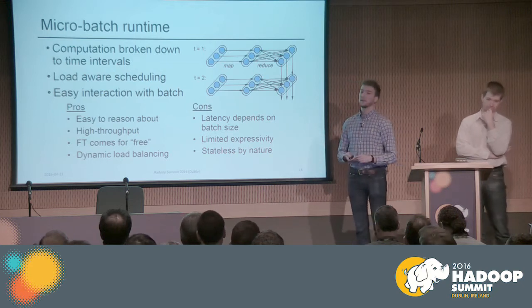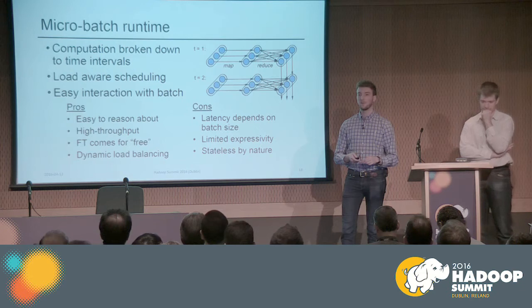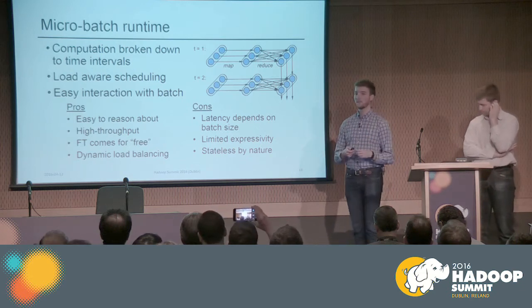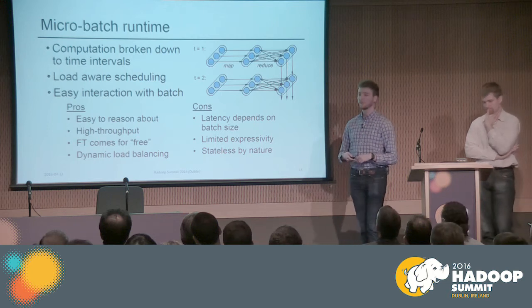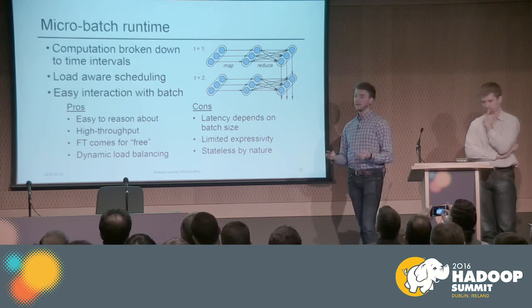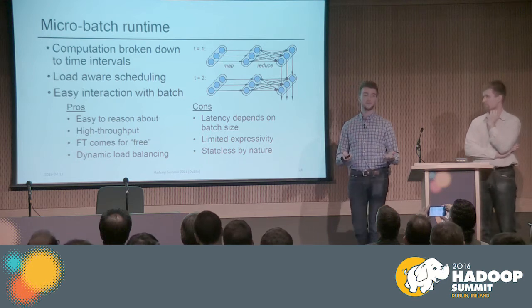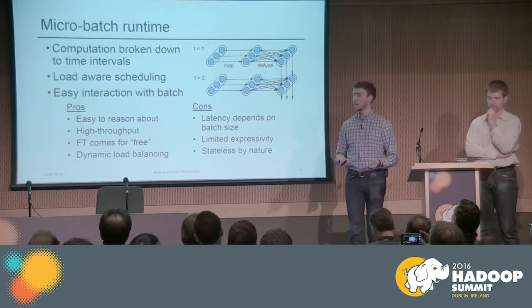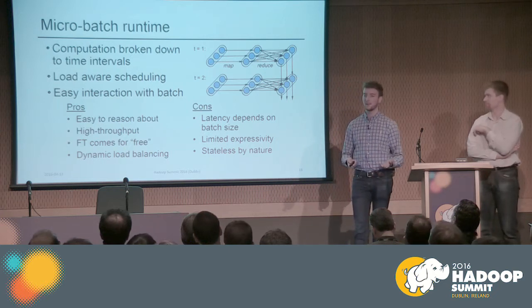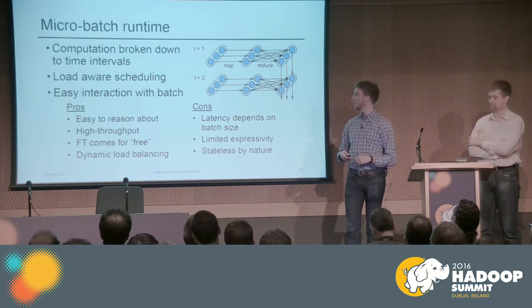And also, this architecture gives a very straightforward way of interacting with batch programs, as we already have these small batches. So some advantages: it's easy to reason about. It has a high throughput because we can batch everything. Fault tolerance comes for free using the same algorithms that we had for batch. And we can do dynamic load balancing that adapts to the changing data distribution.